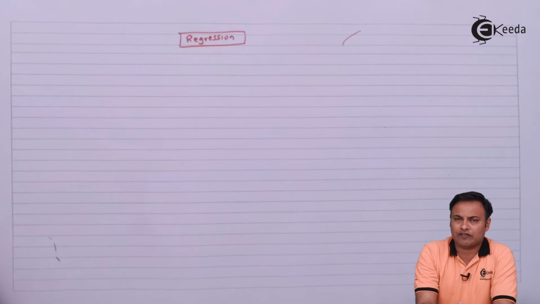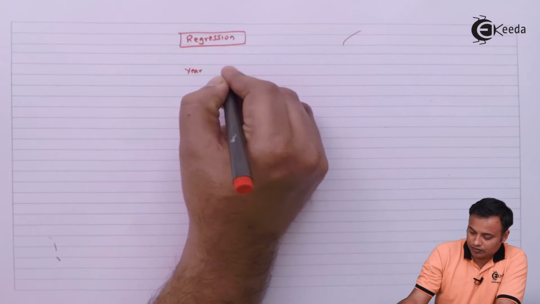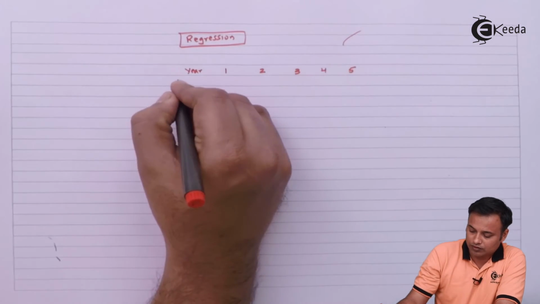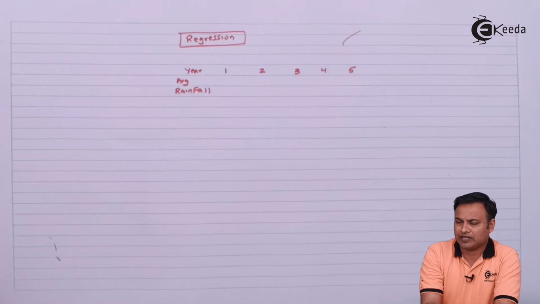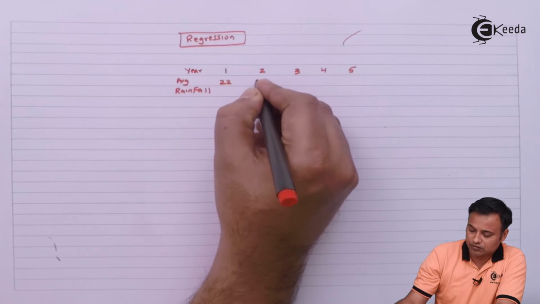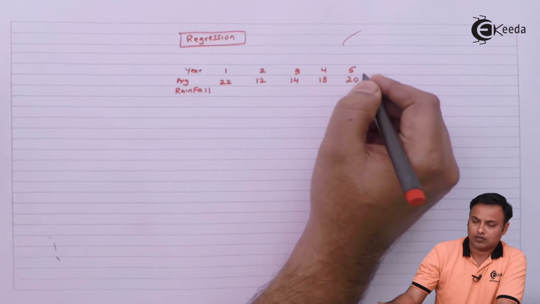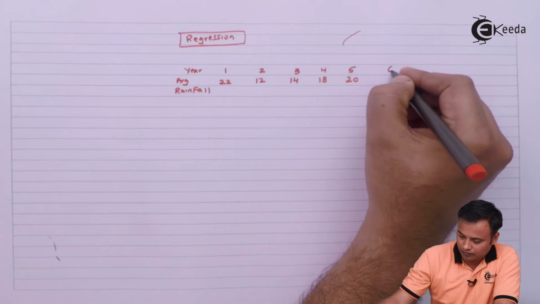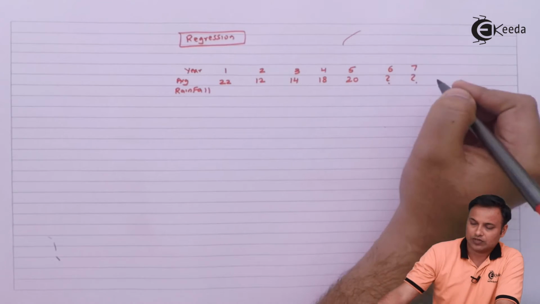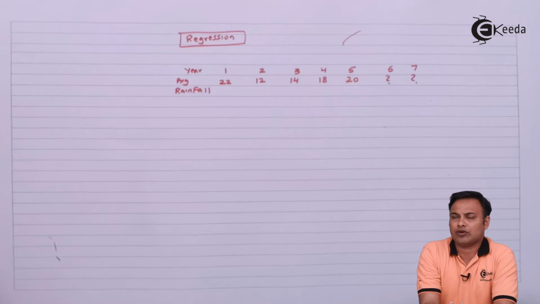Imagine I know the amount of rainfall for the last 5 years, and the average rainfall for the last 5 years is known. Now based on this data, can I find out the rainfall or the average rainfall in the 6th year or the 7th year? This is where regression comes into the picture. Now to find out regression, we are going to just improvise the formula of correlation.